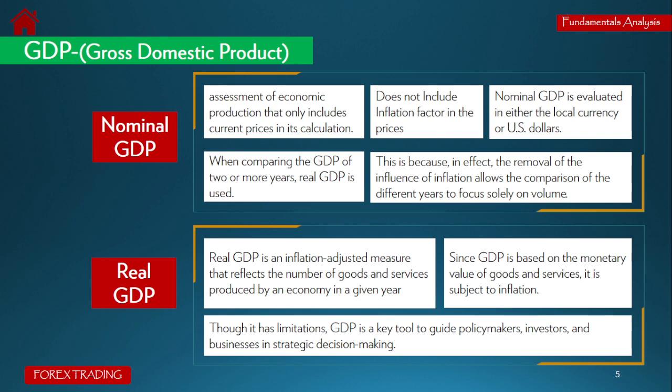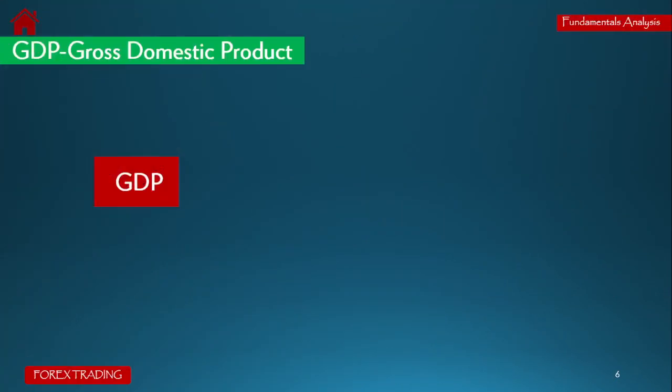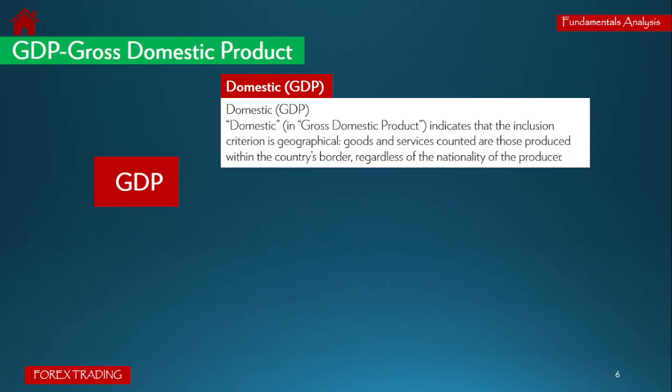Though real GDP has its limitations, GDP is a key tool to guide policymakers, investors, and businesses in strategic decision making. When we discuss GDP, we have the word domestic in gross domestic product. So what does that mean? It indicates that the inclusion criteria is geographical. That is, goods and services counted are those produced within the country's border, regardless of the nationality of the producer. That's why I call it domestic to that area, right?